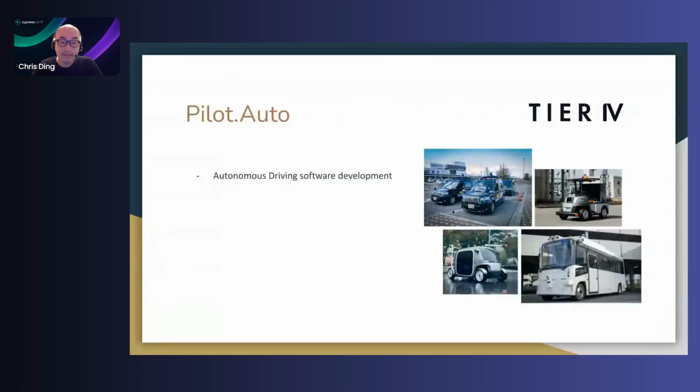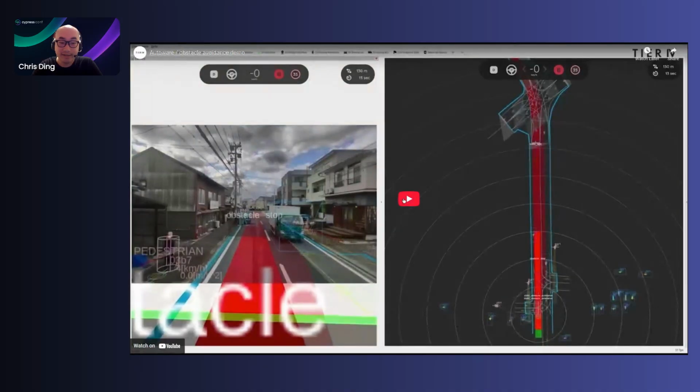And next, we'll have a look at pilot.auto. It's not really my QA team's product, but it's easier if I show you a video of exactly what the autonomous driving software looks like in real life. So next slide. Okay, this is a video.